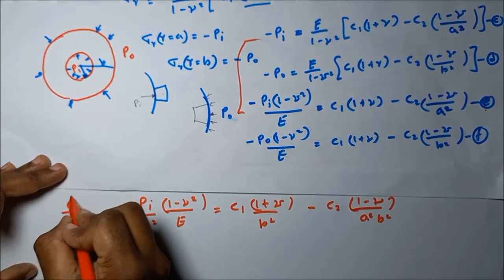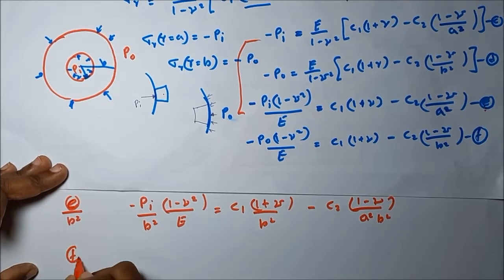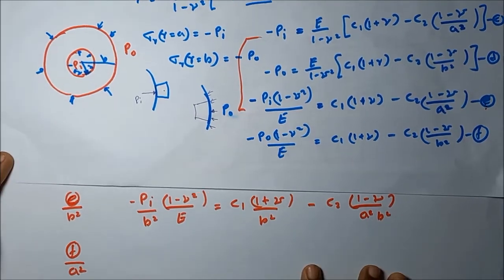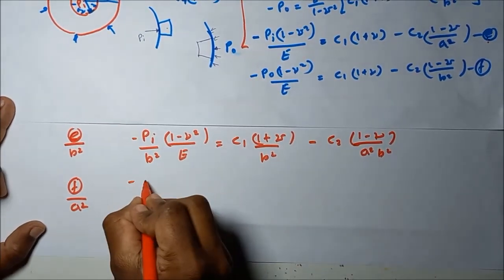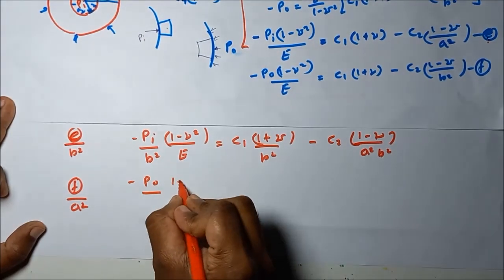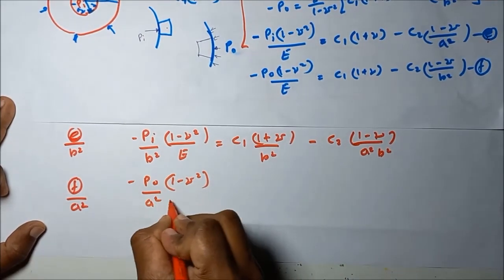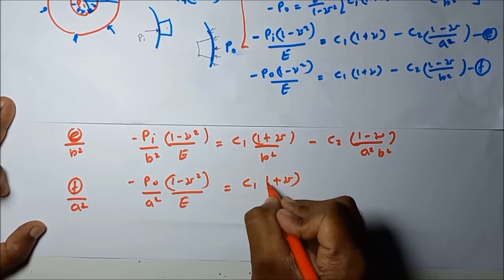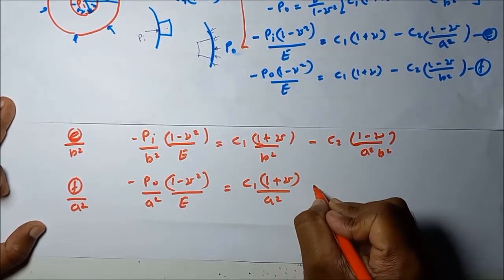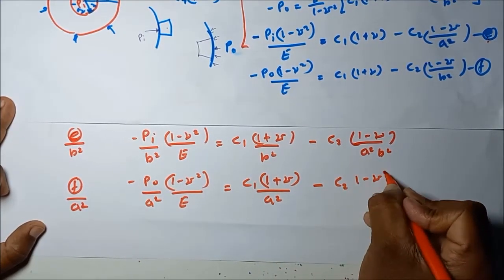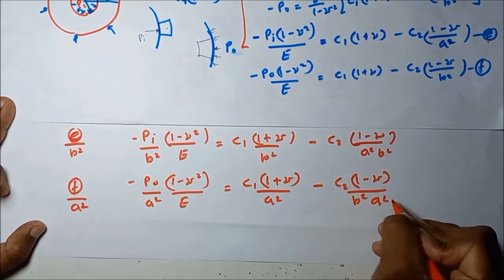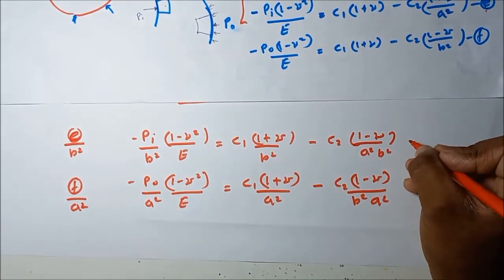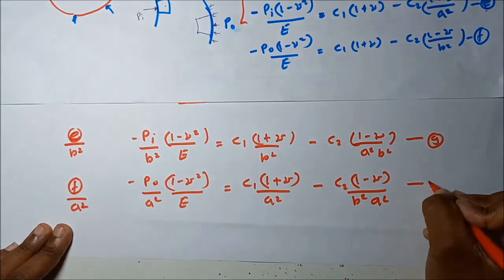Then equation F also I am going to divide by a square: minus p naught (1 minus nu square) divided by E a square is equal to c1 (1 plus nu) divided by a square minus c2 (1 minus nu) divided by b square a square. Let's take this equation as G and this equation as H.